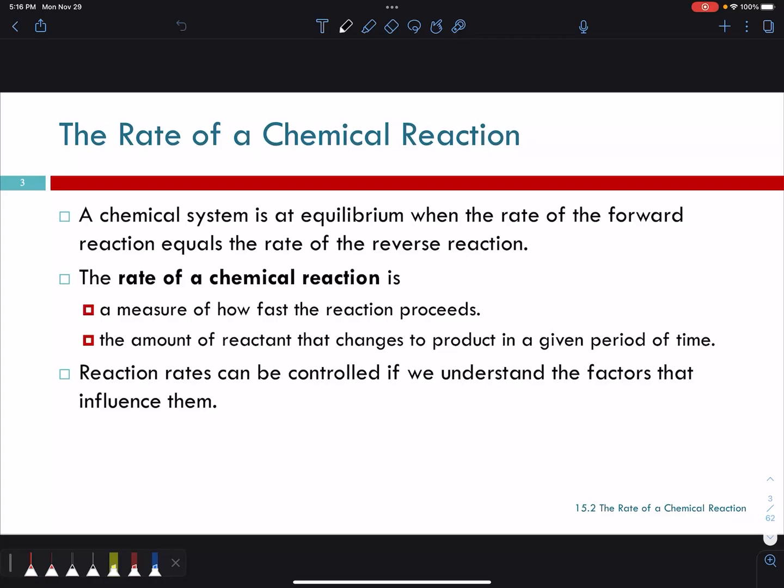The rate of a chemical reaction is a measure of how fast the reaction proceeds. You can think about it as moles of something converted per second or hour. It's kind of like a rate of speed: you're going a certain number of miles every hour. But it's also the amount of reactant that changes to product in a given period of time. So reaction rates can be controlled if we understand the factors that influence them.